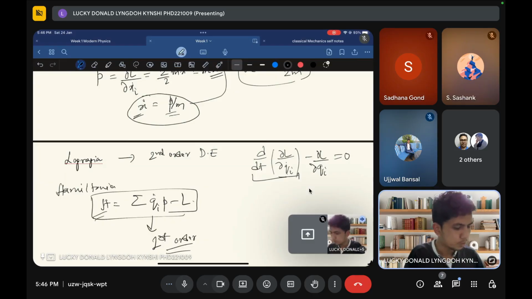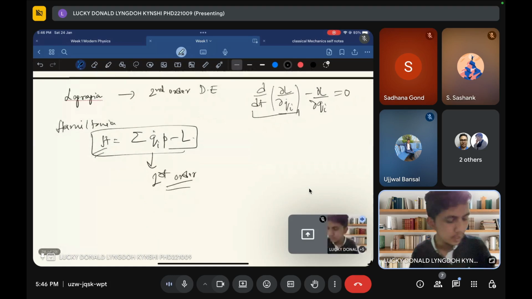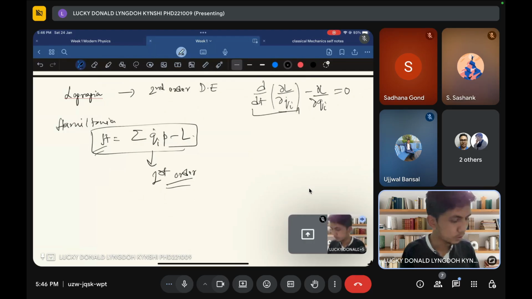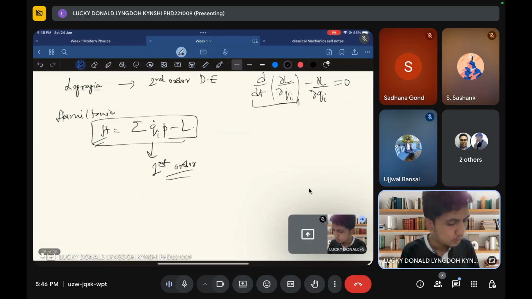Let's look at the problems. Okay, but before looking at the problems, again I will give you one set of equations which is important, because we are going to use that again. Given the Hamiltonian, H = q dot p minus Lagrangian, then again the equation of motion.